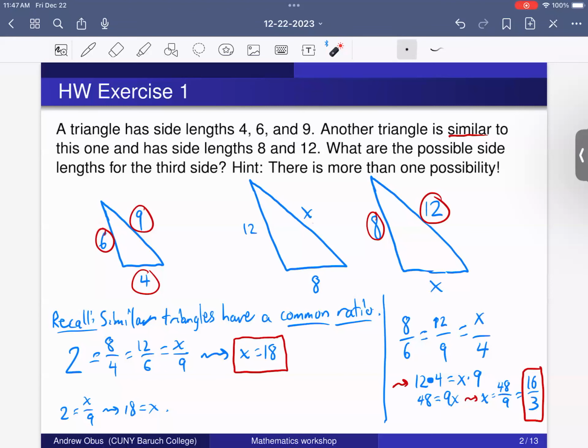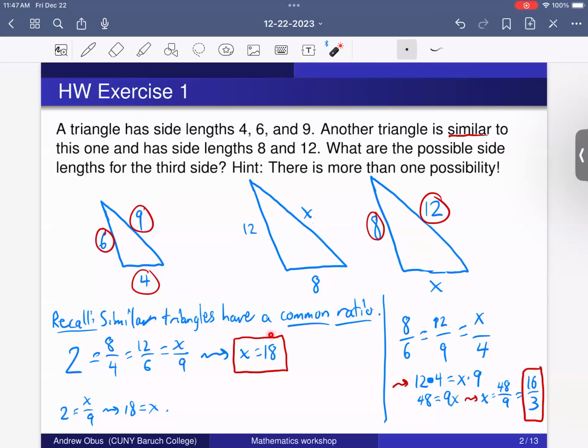Or you can pick the 6 and the 4. Those are in a ratio of 3 to 2. So the 12 and the 8 are going to correspond to that. You can't pick the 9 and the 4 because those are not in the ratio 3 to 2. So you can't have a 12 corresponding to the 9 and an 8 corresponding to the 4, because then the triangles won't be similar. You won't get a common ratio.